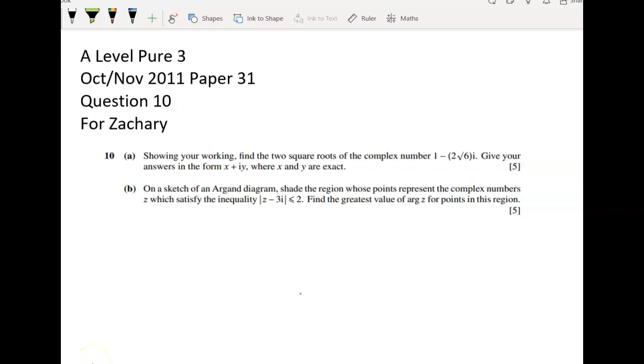Kia ora koutou. This is a complex numbers question for Zachary from a really old A-level paper. I'm just going to do the second half of it, but the first half is also worth looking at, but it's just a bog standard textbook question where we have to find the two square roots of this complex number.